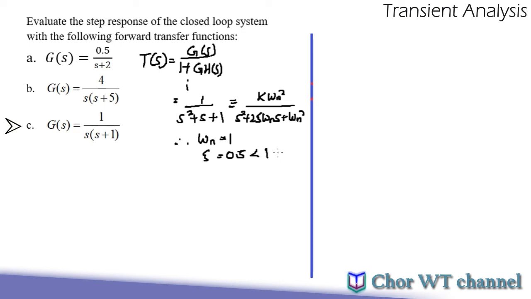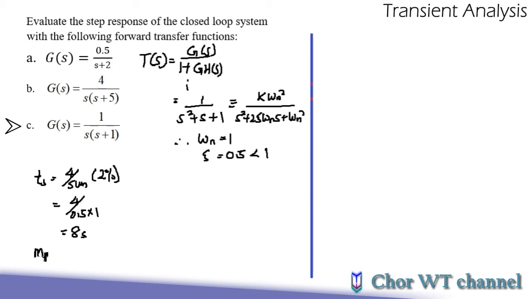So for underdamped, we are going to use a set of formulas that calculate the maximum overshoot, settling time, and rise time. Let's look at the settling time first. Settling time will be equal to 4 over zeta omega n, considering the 2% criterion. So we will have 0.5 times 1, and we have 8 seconds.